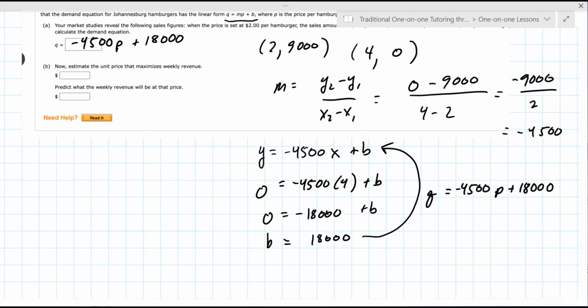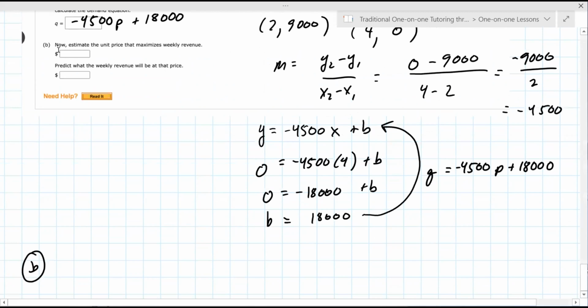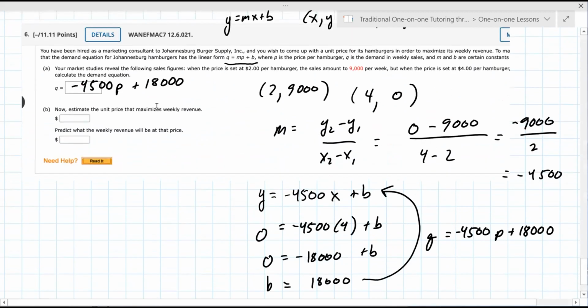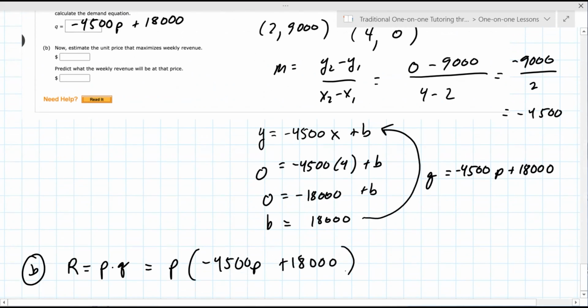And then from there, you would set it now for B. You would set that equation equal to 0. Will you find the derivative first? There's two options for B. You can either find E and set it equal to 1, or you can find the revenue and take the derivative and set it equal to 0. I would suggest finding the revenue first. Revenue is price times quantity. So it's price times minus 4,500 P plus 18,000.